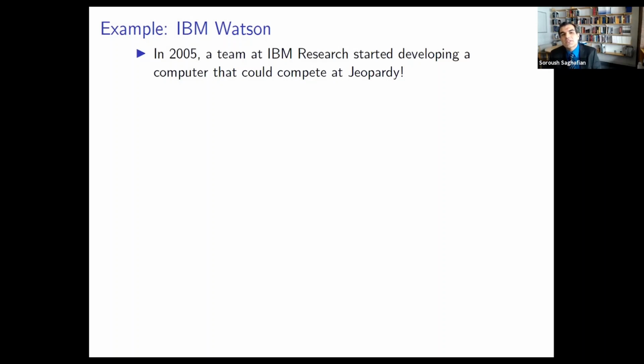So in 2005, a team of IBM researchers were trying to develop an algorithm that could compete in Jeopardy. It's a very complex game for those of you who are not familiar with it. At that point, no one knew how to beat humans or if this was possible.